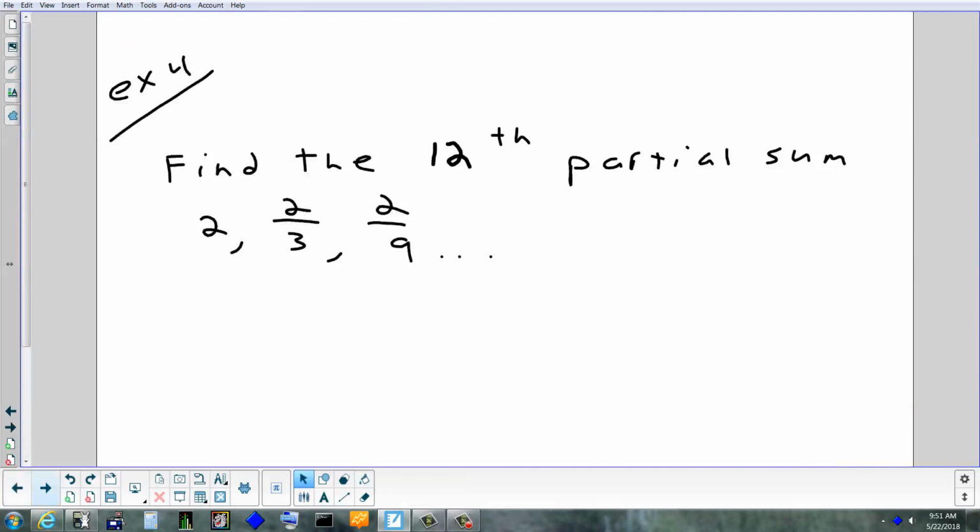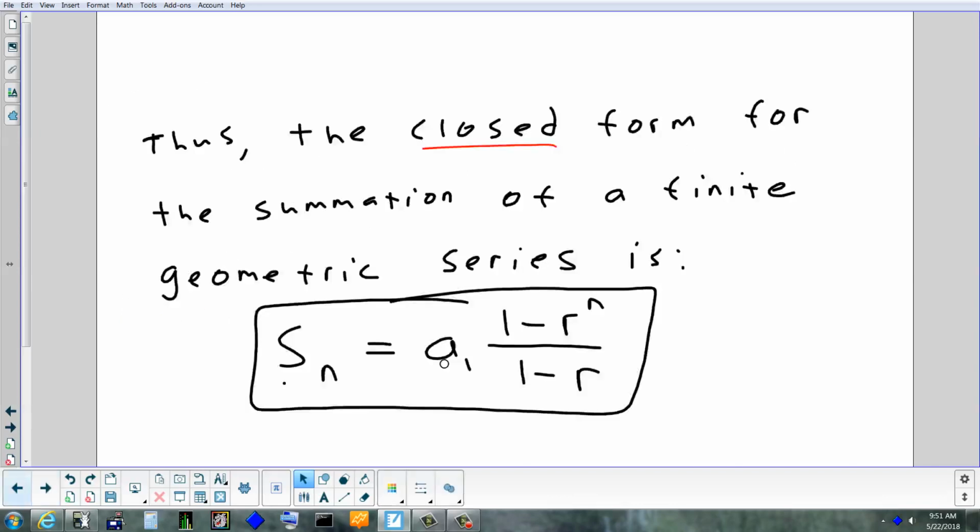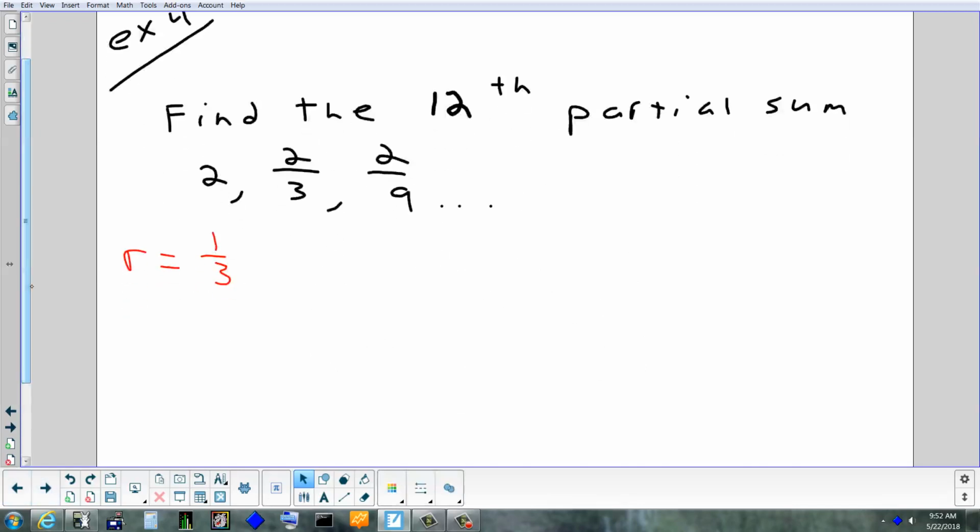Okay, so they want me to take this and add up the first 12 terms. Well, first we got to figure out what's happening. What am I multiplying by each time? Yeah, a third. So we're multiplying by a third. Okay, so we've got r. We need the first term. You've got that. A sub 1 is 2. And n is how many terms we're adding up. How many do they want me to add? Yep, 12. So now just fill in those 3 numbers into the formula.